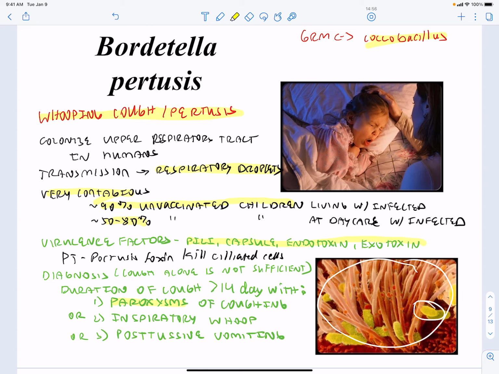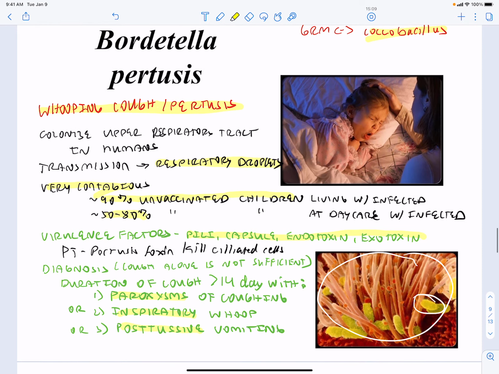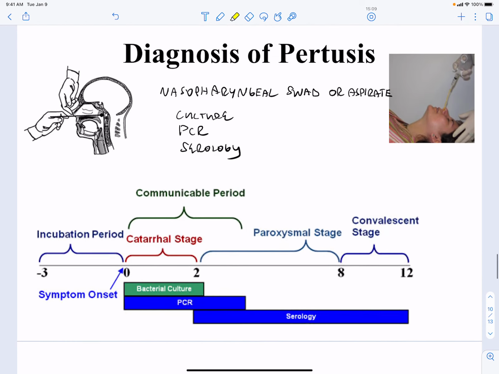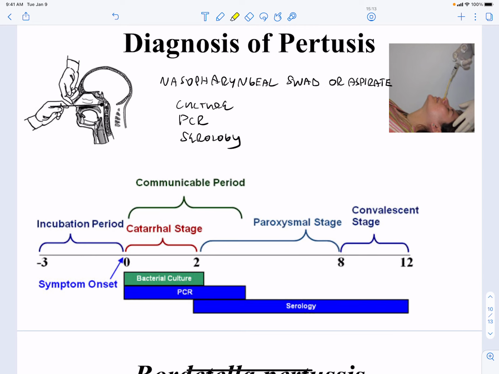And then you have post-tussive vomiting, which basically is vomiting that usually follows forceful coughing episodes. So of these three, at least two have to be present for a whooping cough diagnosis. Now you're going to take nasopharyngeal swabs or aspirates and then culture, and you can do PCR and serology also to clinically diagnose this.